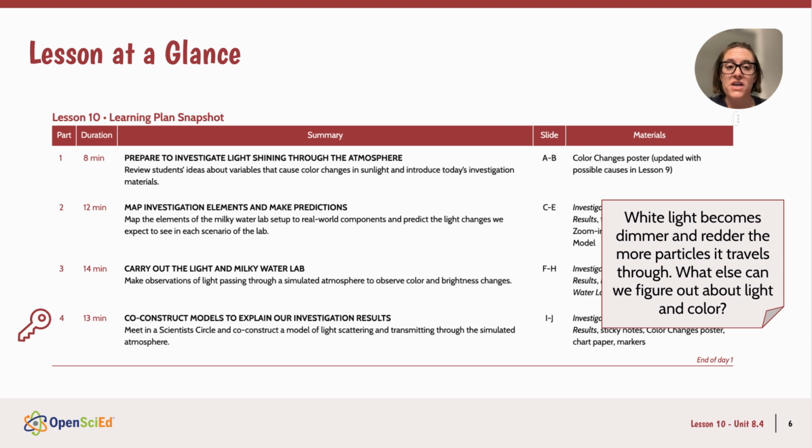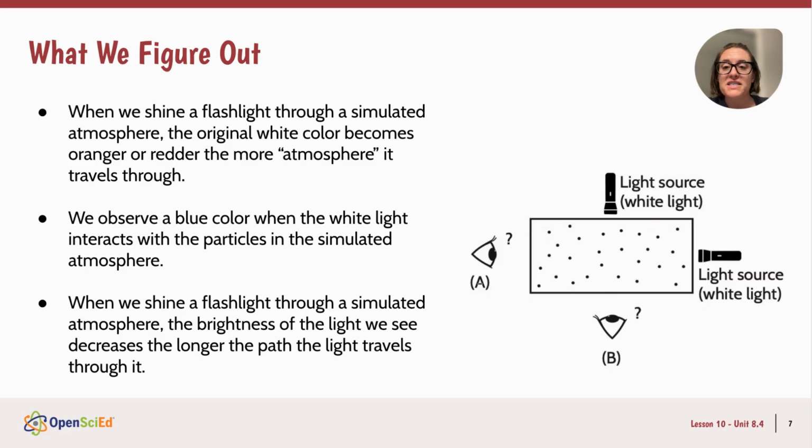When looking at this lesson, students will figure out that white light becomes dimmer and redder the more particles it travels through. And that leads us to wonder what else we could figure out about light. What students will figure out in this lesson is that when you shine a flashlight through a simulated atmosphere, like a tub of water with different amounts of particles in it, that original white color becomes oranger or redder the more atmosphere or particles it travels through. And then from above, you also see this bluish tinge to the atmosphere when the light is shining through it.